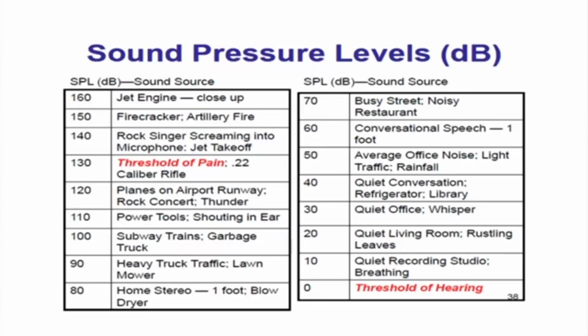Then there is an example, the sound pressure level for different sources: 160 dB for a jet engine close up, threshold of pain 130. So, we should not be exposed to a large amount of sound, high amplitude sound. If it is high amplitude, it can create pain in our ear. Okay. So, the threshold of pain is 120 to 130 dB. If I am exposed to a sound intensity of 130 dB, it can create pain in the ears. And if I am exposed to more than that, then my ear can be permanently damaged also.